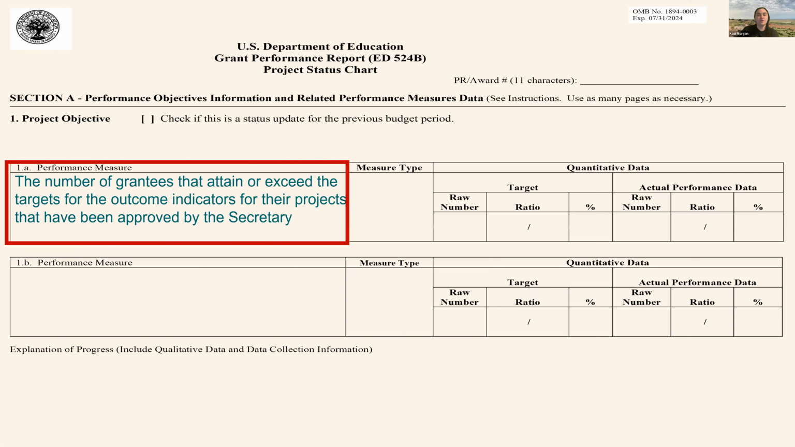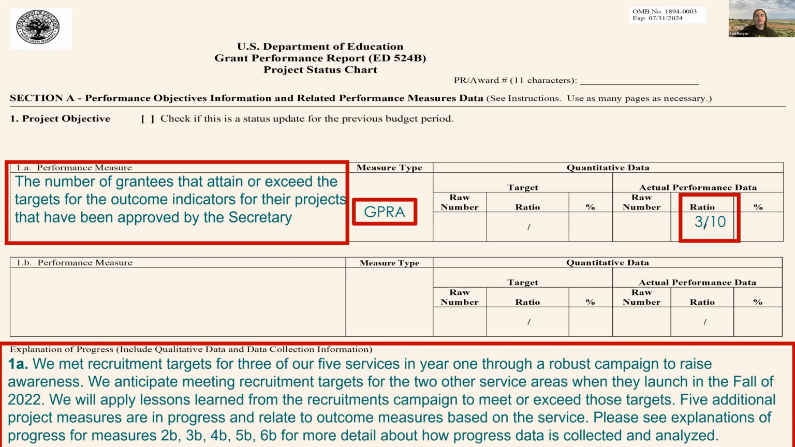Okay, so here you go. You have the full language of the GEPRA measure in the box. Then you have it indicated in measure type that it's a GEPRA measure. And then you have filled out the actual performance data. So in this case, there were 10 project objectives. 3 were met or exceeded at the time of this report. So my ratio would be 3 out of 10 for this GEPRA measure. And then I would include my explanation of progress. Remember, because it's the GEPRA measure, you will not include a target ratio. So your completed GEPRA chart would look something like this.